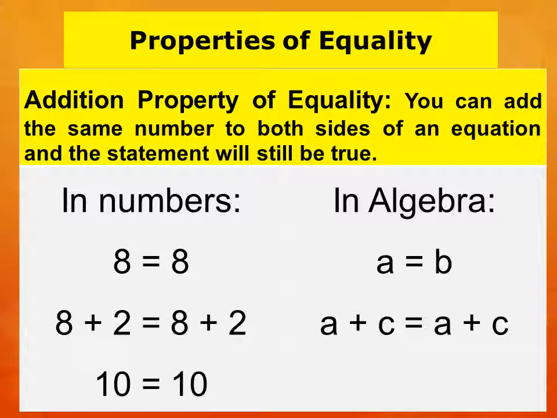But in algebra, we have A = B. If we add C to both sides, it may become A + C = A + C, since A is equal to B. Or you can state another option. We have B + C = B + C, since A is equal to B.